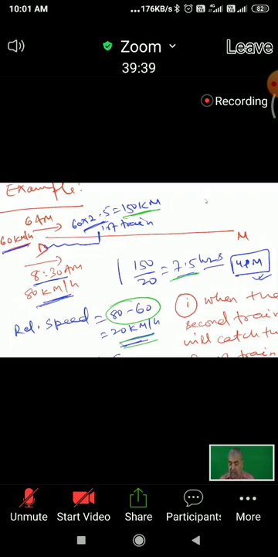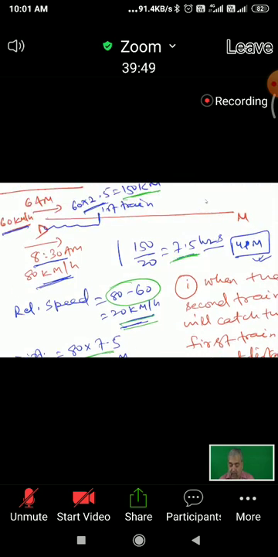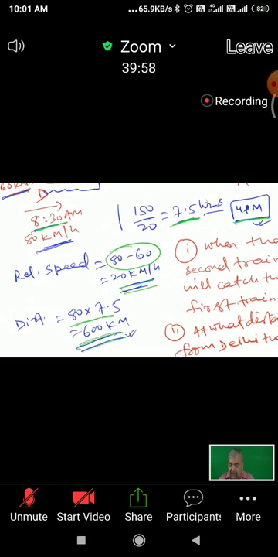And in 7.5 hours, how much distance will the second train cover? 7.5 into 80, and that is 600 kilometers. If you add 7.5 hours to 8:30 a.m., the time will be 4 p.m. So the second train will overtake the first train at 4 p.m. and the distance traveled is 600 kilometers. It means 600 kilometers from Delhi, the second train will overtake the first train. That is the answer.